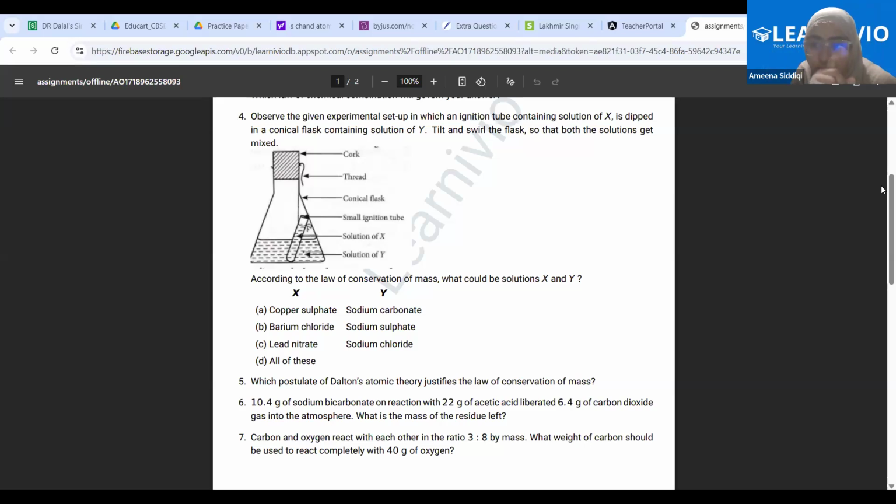Ma'am, people have gone through the NCERT, the mass is given. Can you say it again? What is the question? Read the question once.